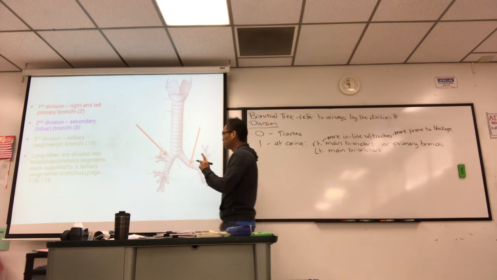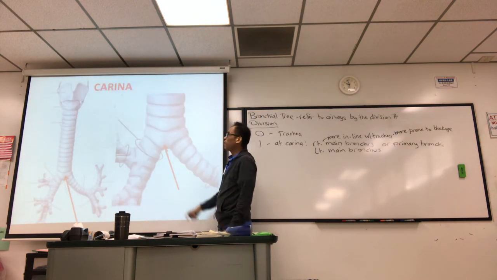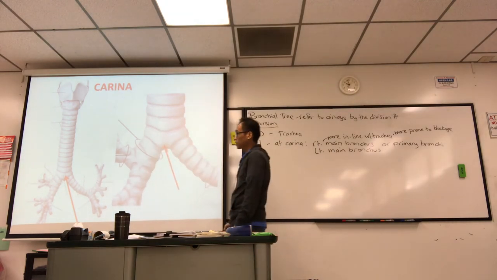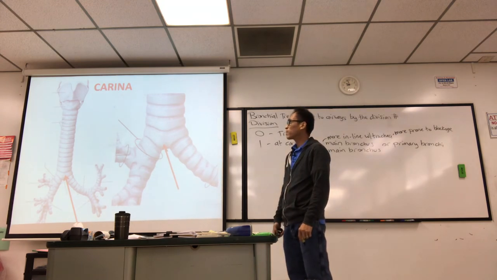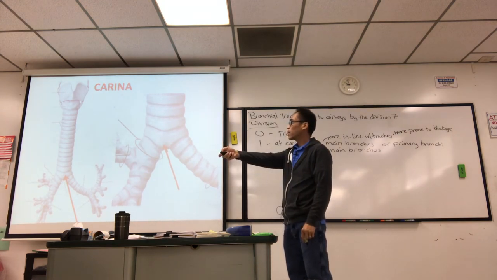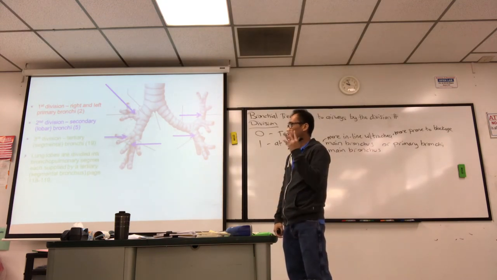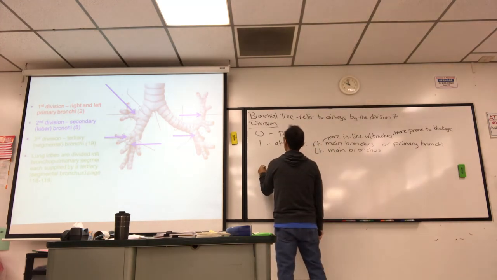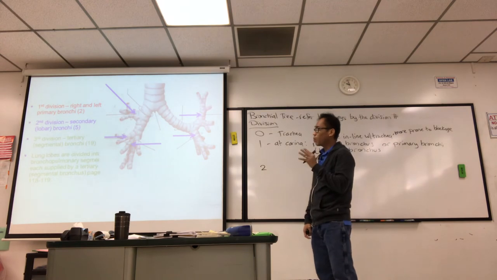Okay, that's the first division, two airways. There's the carina, I call it the underpants. That's kind of what it looks like. The two airways coming out of it. The last tracheal ring, carina. The second division gives rise to five airways. So division two. The second division gives rise to five lobar bronchi.